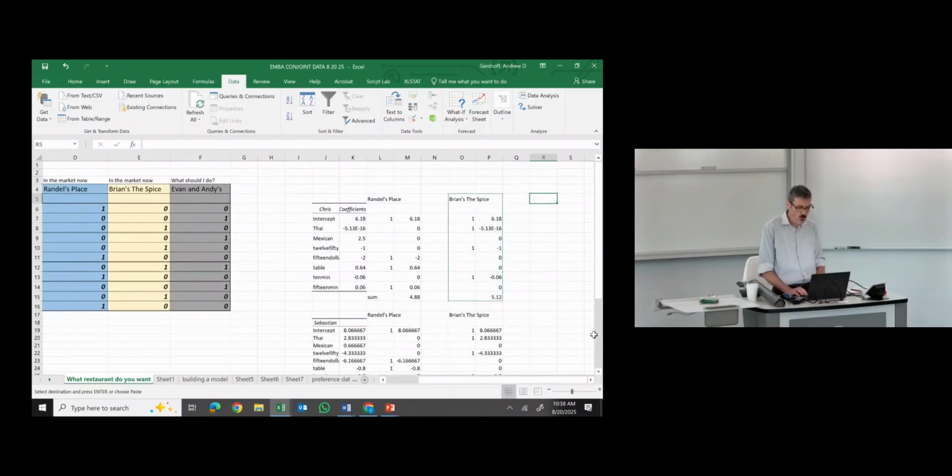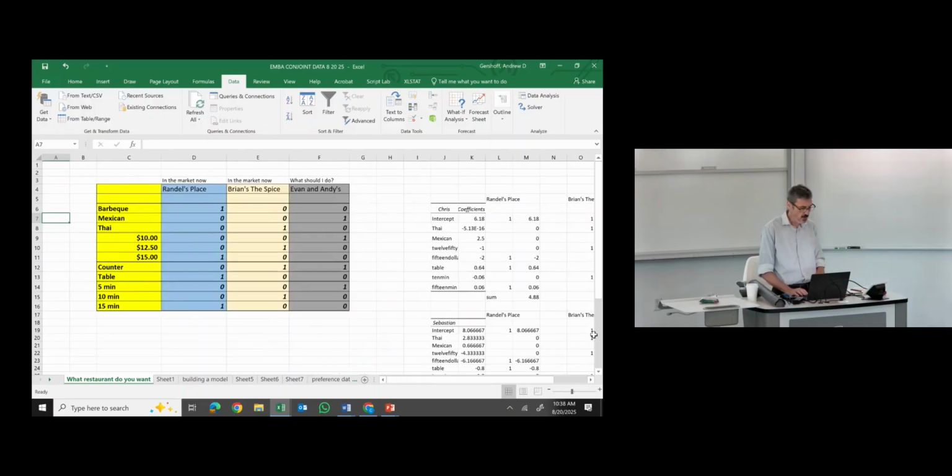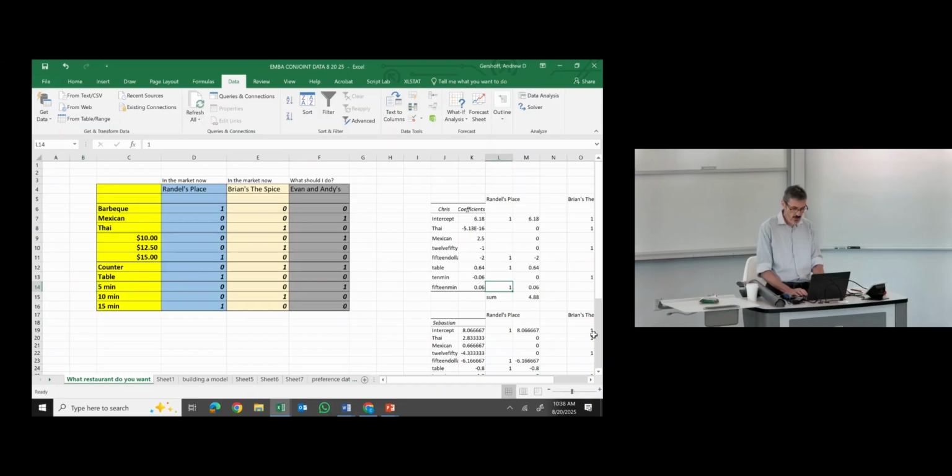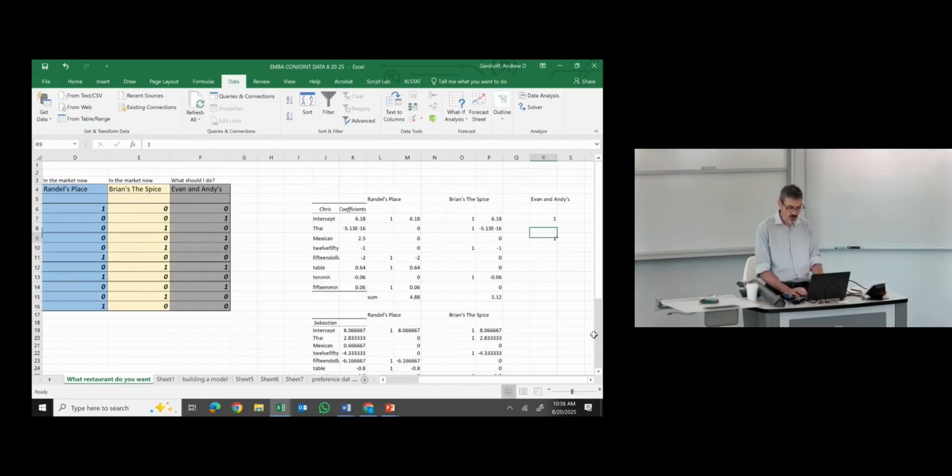And now let's see, Evan, how would we do in getting that market share? Evan and Andy's. And so our restaurant was described as Mexican, $10. So we got the Intercept. It's Mexican. It's $10, so it's none of these prices. And what kind of service did we have? We had counter service, so not table service. And we're 5 minutes away, so none of these go here. So just these two. Is this times the coefficient. How we do? Right, so it looks like we were able to steal one customer, so, right, so far, let's see, a little bit better.